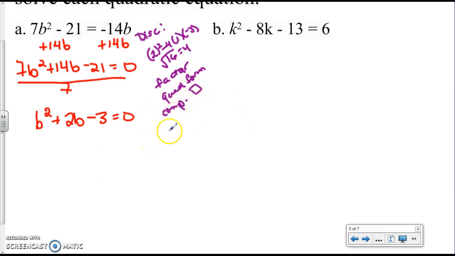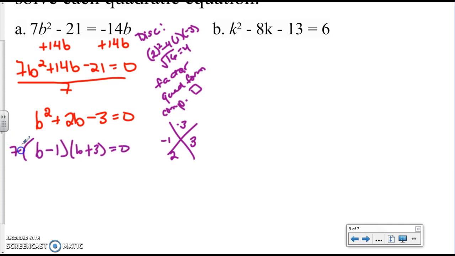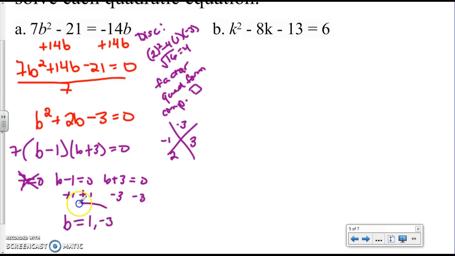I'm going to factor this one. So top of my x, I have a negative 3. Bottom, I have a 2. So I have negative 1 and 3 to multiply to get negative 3 and add up to 2. And this is actually an x factor one. I can go right to my parentheses and solve from there. You'll remember from the solving by factoring that that doesn't matter. So I have b minus 1 equals 0 and b plus 3 equals 0. So I'm going to add 1 to both sides, subtract 3 from both sides. I get 1 and negative 3.